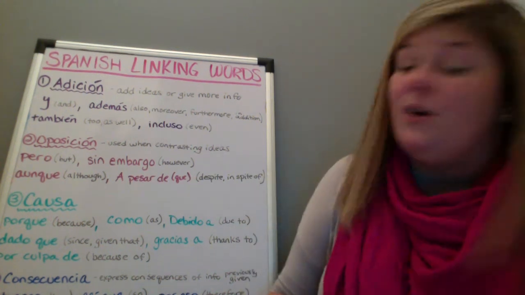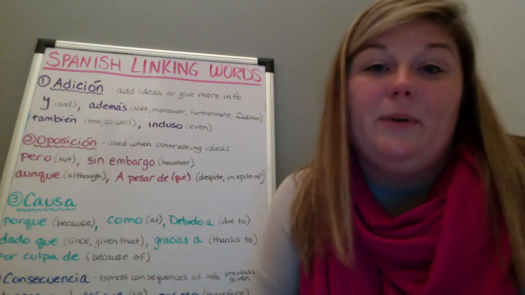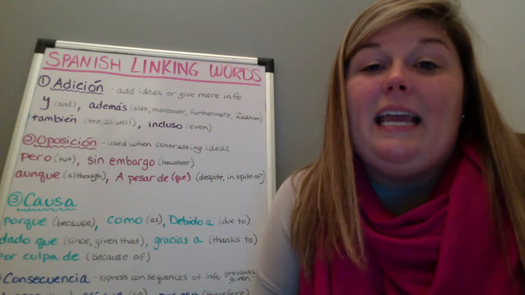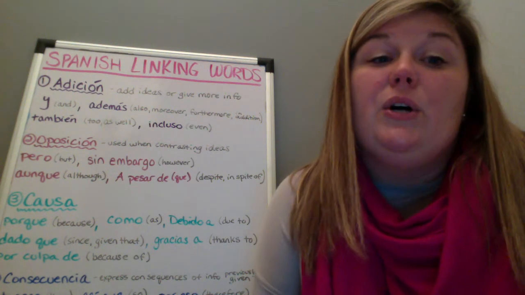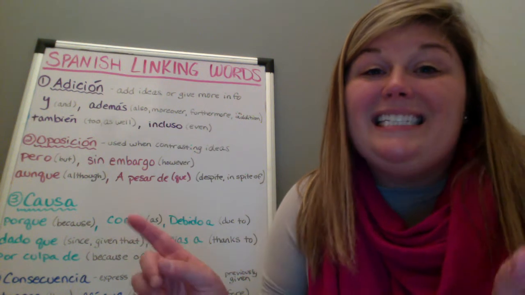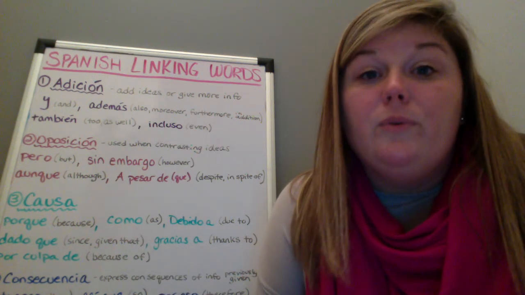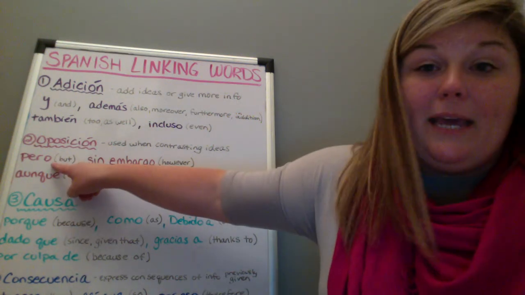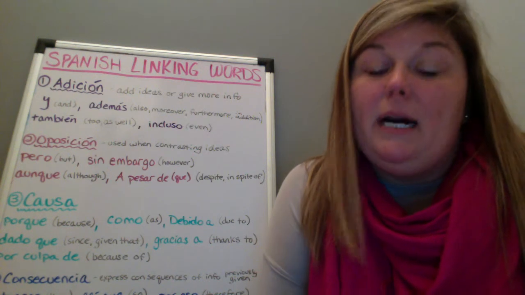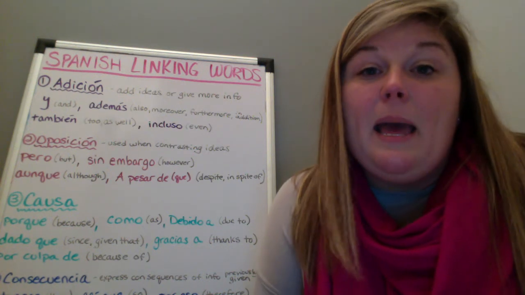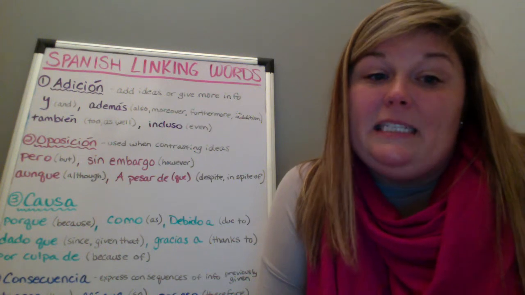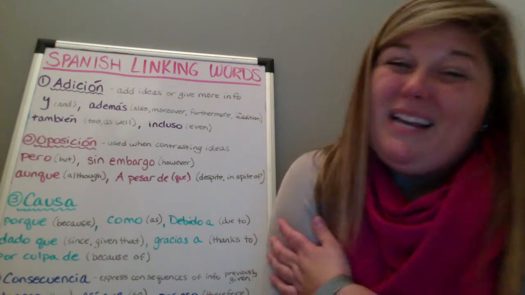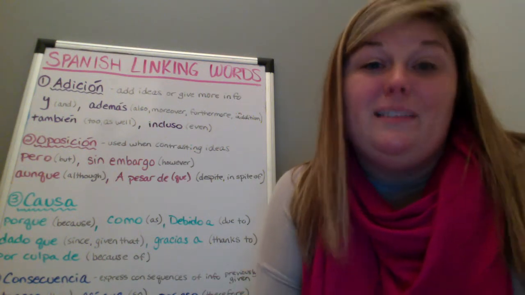All right, so the next set of linking words that we're going to look at are linking words of opposition, oposición. Linking words of oposición are used to contrast ideas, so to oppose or contrast ideas. The first linking word that we're going to look at is pero. So pero means but. So I could say something like, me gusta jugar al tenis, pero me duele el brazo. So I like to play tennis, but my arm hurts. See? So pero is but.